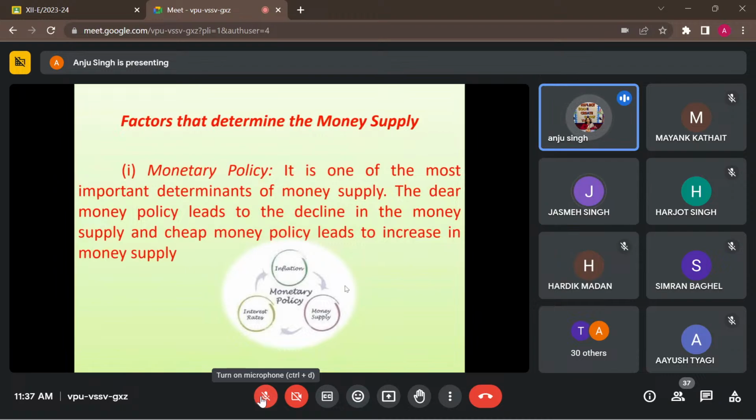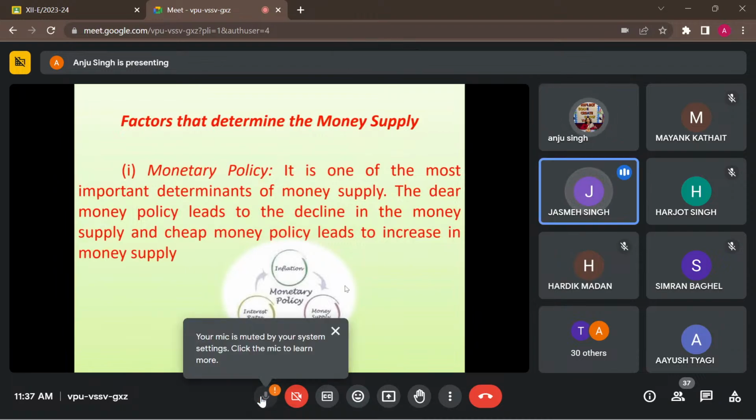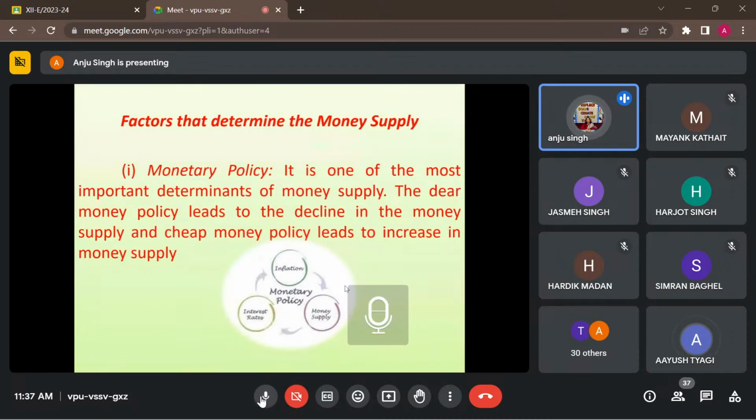SLR, CRR, and all these bank rates, repo rate, and yes, reverse repo rate. And then we have open market operations and margin requirements. There is one more tool, margin requirements, which we'll be talking about in this course or maybe in the next chapter.